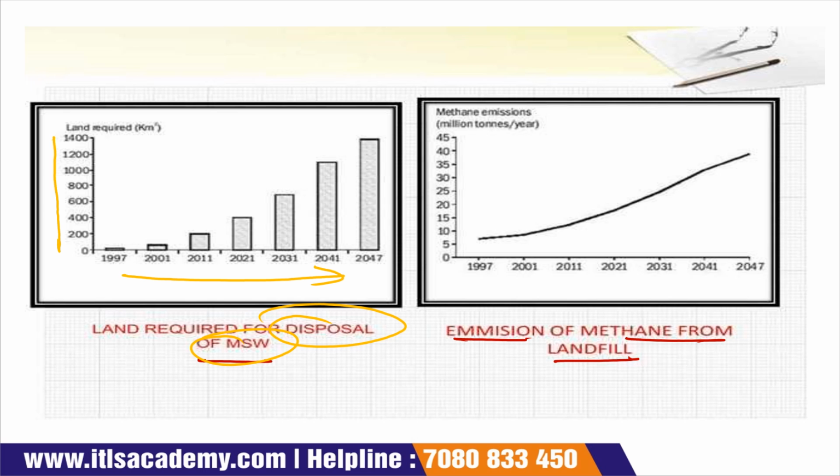So you see that as the year increases, the first one is 1997, then 2001, 2011, 2021. After that, this will be an assumption: 2031, 2041, and 2042. This is the assumption. So you can see that the requirement of the land will also increase like this. Like in 2000, we required around 14,000 kilometer land for our disposal of the MSW.